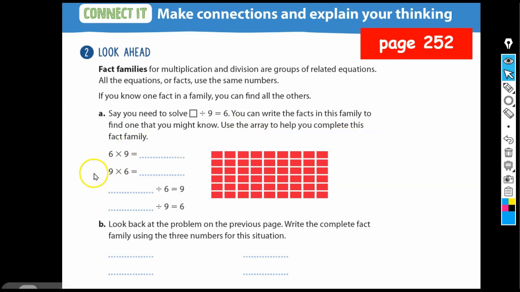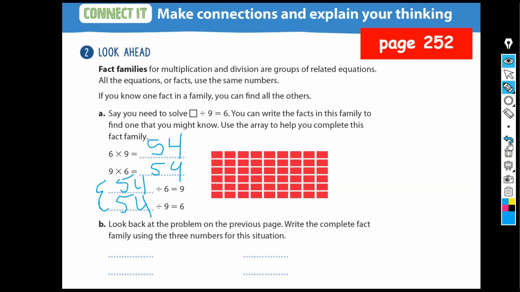Well, look at this array right here. What's 6 times 9 or 9 times 6? Can I use the finger trick? Yeah. How would I know that? Well, 1, 2, 3, 4, 5, 6. That's 5 on this side, 4 on this side, right? 54. So 6 times 9 is 54. What's 9 times 6? 54. What goes here? 54 divided by 6 is 9, and 54 divided by 9 is 6. This is a fact family because it uses the same three numbers.